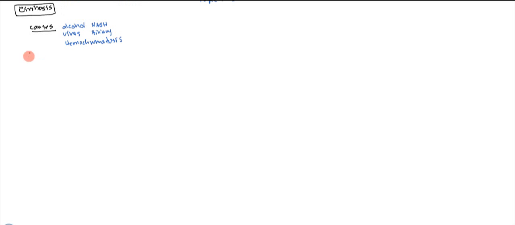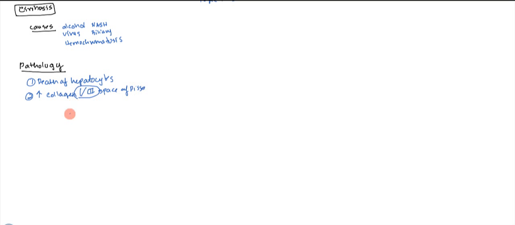Now, if we look at the pathology, okay, what's actually going on? The first thing that's happening is you're having death of hepatocytes. When you have this death of hepatocytes, you're causing increased collagen 1 and 3 into the space of Disse. Now, normally it should be only 4. So we're getting an abnormal type of collagen in the space of Disse.